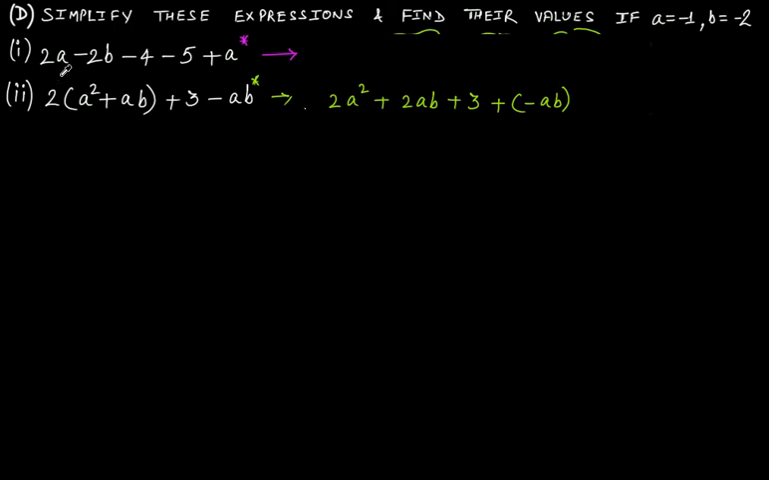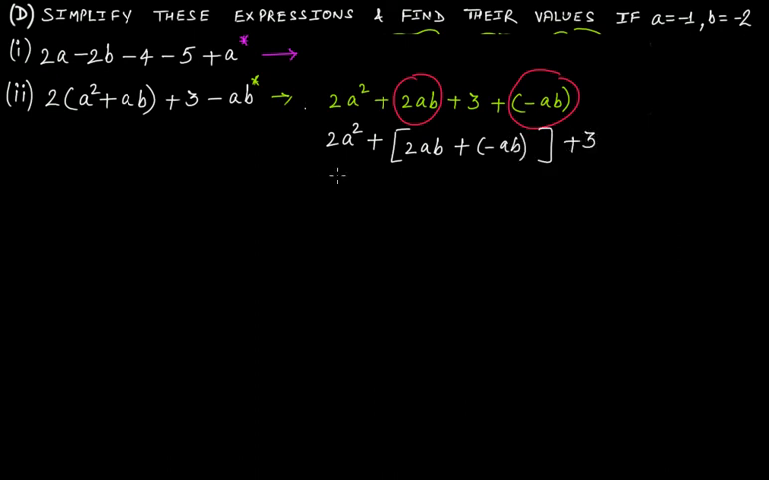Now first, one more step. So this becomes 2a squared. This becomes 2a squared because it is alone here. It doesn't have any like term. Then plus, if you look at this 2ab and minus ab, these two are like terms. So add them together. This is 2ab plus minus ab plus 3. This gives you 2a squared. If you solve this, you get plus ab plus 3.